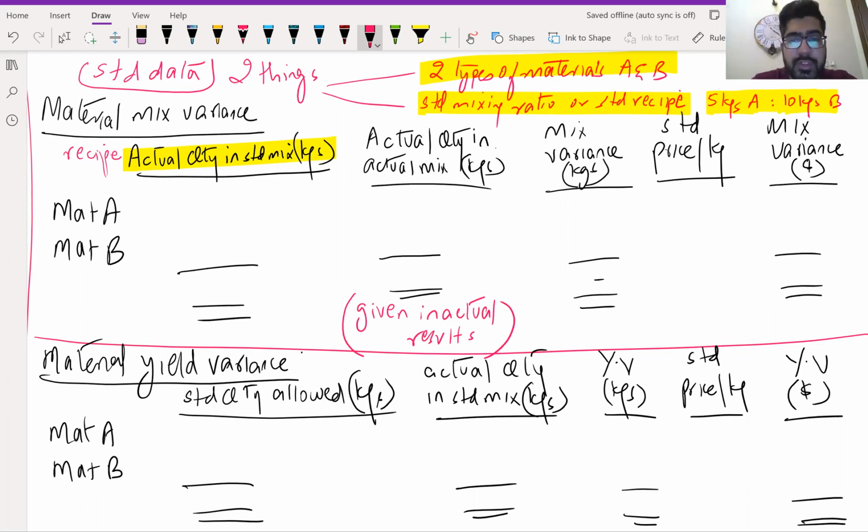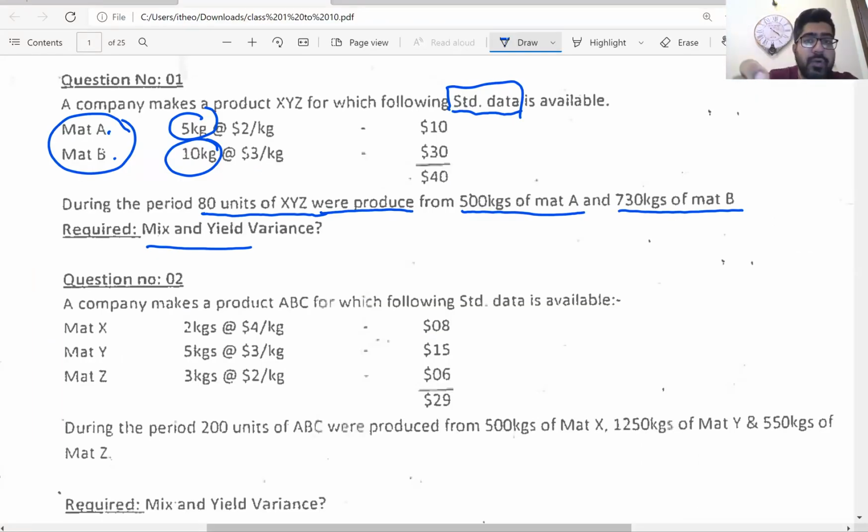This actual quantity in actual mix is always given in actual results. You should start from column number 2. Actual quantity in actual mix means what you actually mixed. That's always given in actual results. So you just need to go to the question and go to the actual results. This is the standard results. You don't have to see this.